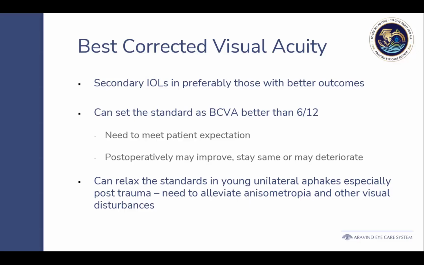But having said that, we cannot be very strict about this standard, especially in young patients who have undergone cataract extraction following traumatic cataracts. They will not be able to tolerate the anisometropia caused by aphakia in one eye and normal vision in the other eye. So in these cases, even if it is improving to say 6/24 or 6/36, they would appreciate it if we could place a secondary IOL.